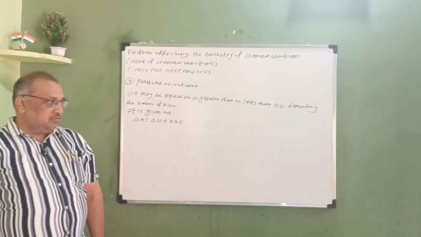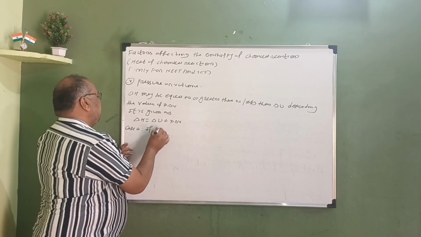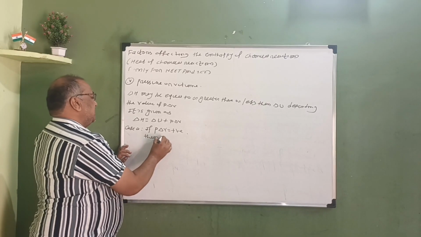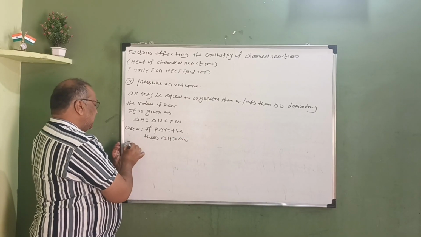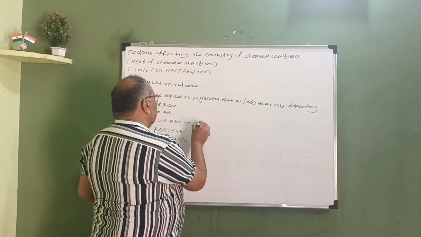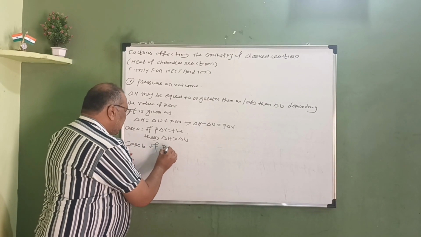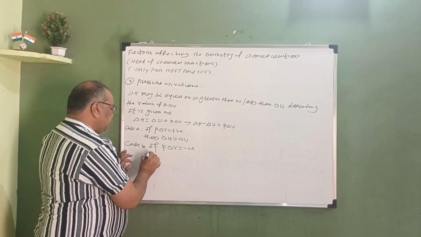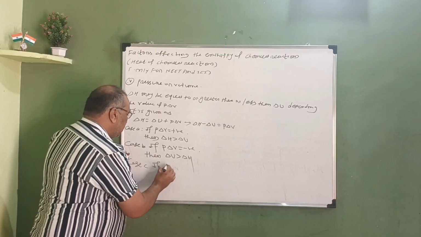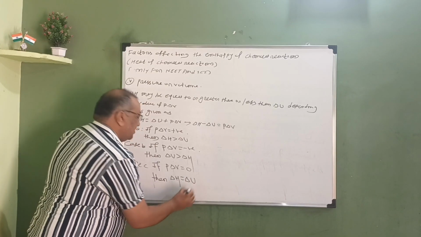Now here write down case A. If P delta V is positive, then delta H is greater than delta U. That means you can arrange this equation like this: delta H minus delta U equal to P delta V. Case B. If P delta V is negative, then delta U is greater than delta H. And case C, if P delta V equal to 0, then delta H equal to delta U.